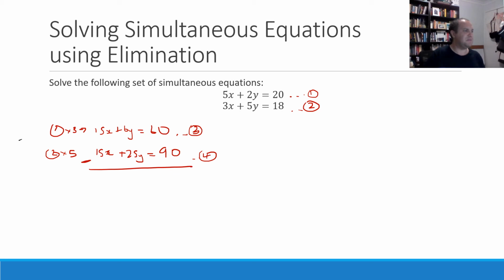So 15 subtract 15, that gives us 0. Those cancel out. 6 subtract 25 will give us negative 19y. And then 60 minus 90 will give us negative 30. Rearranging, y is going to be positive 30 over 19 because the negatives will cancel each other out. Let's substitute that into our first equation.